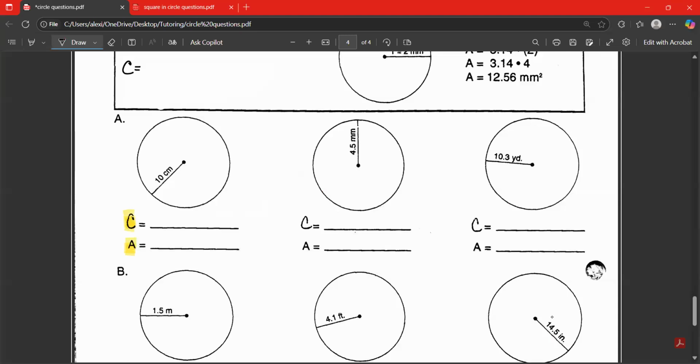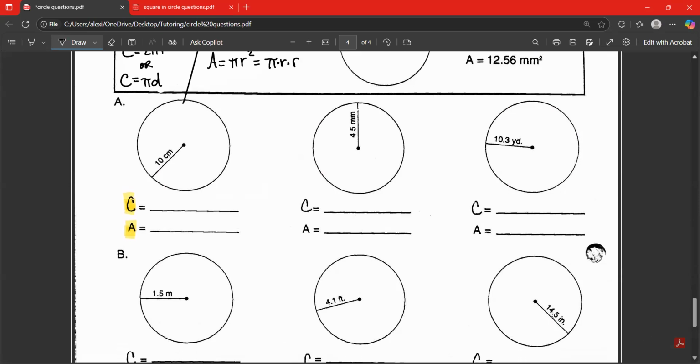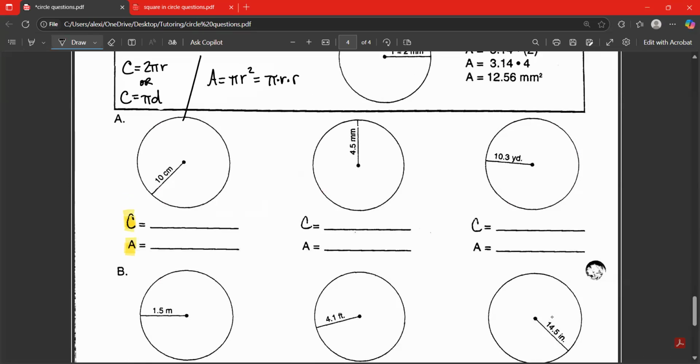Circumference has two formulas. It is 2 times pi times radius, or it is pi times diameter. Area, on the other hand, has one formula, and it's pi times radius squared, which is the same as saying pi times radius times radius. So let's see if we can use these. We'll start with the first three.